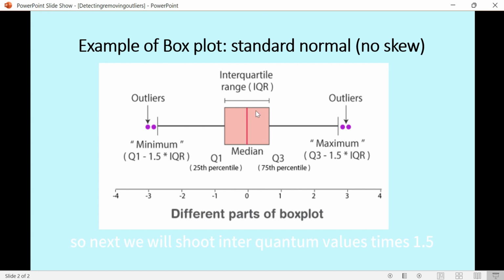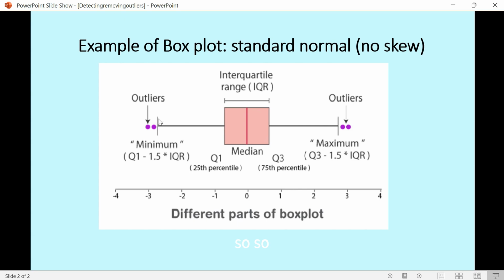So next we will show the interquantile value times 1.5. So 1.5 times the interquantile value, this is the interquantile value between 25% and 75%, or between the first quantile and the third quantile. So this is the interquantile range. So we use this range and times 1.5. So almost the same as this range, this is about 1.5 of this range.